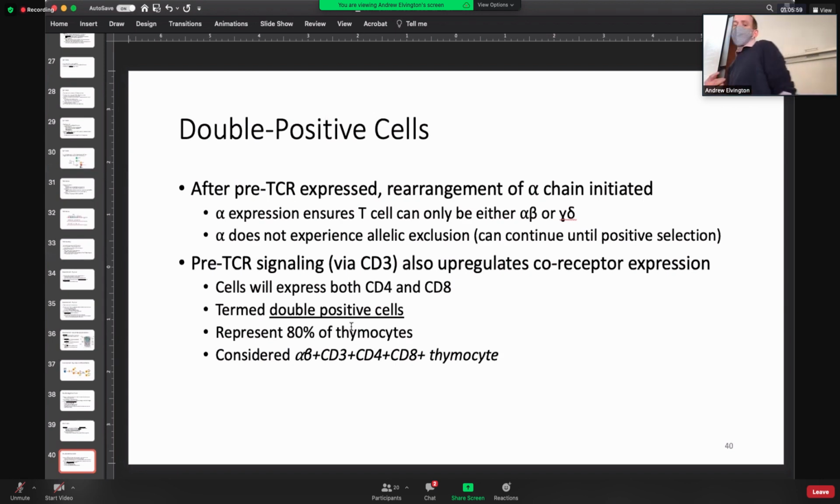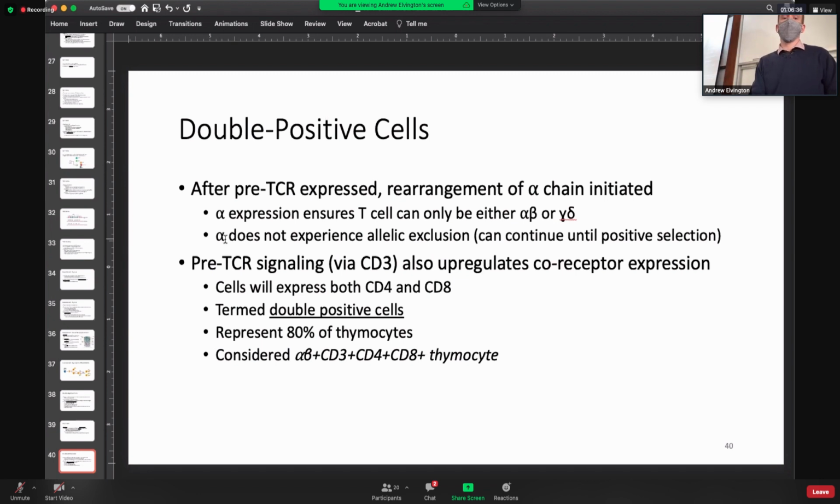Now, after the pre-T cell receptor is expressed fruitfully, we undergo the process of alpha chain rearrangement. So we make sure one chain is good before we bother doing the other side. And this is why you can only get alpha beta or gamma delta. Because once the alpha chain is expressed, alpha and gamma are found on the same locus. So if you express alpha, that's because you clipped out all of the other gamma chains. So you can only get one or the other.